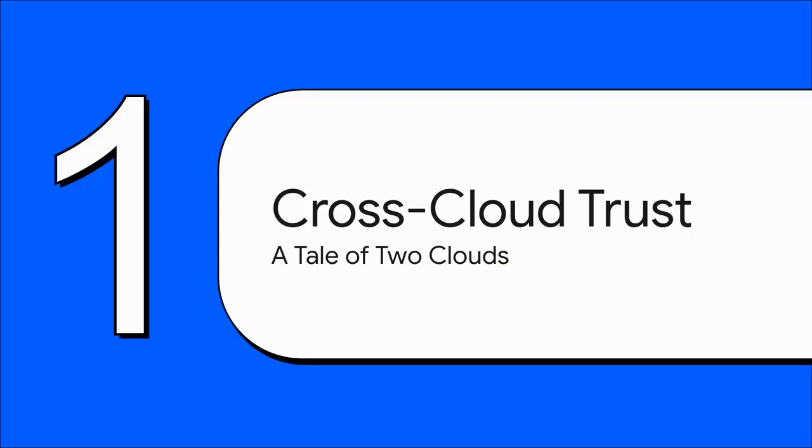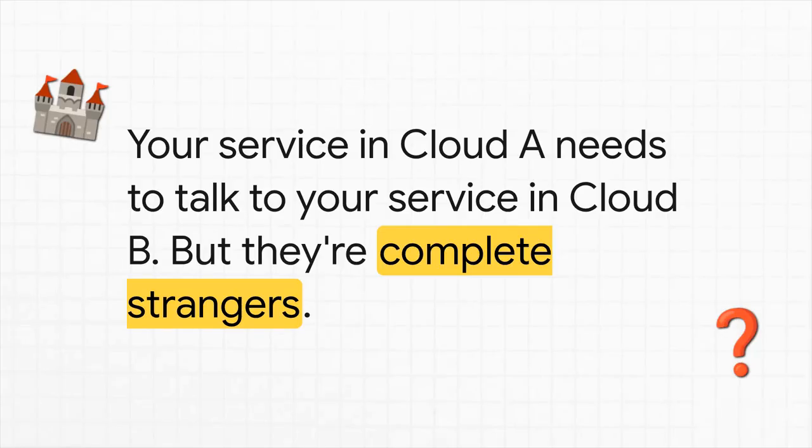Okay, to really get this, let's paint a picture. It's a super common setup you see all the time these days. We've got this company, and their whole data pipeline, the thing that makes their business run, is split between two different cloud providers, a tale of two clouds, if you will. So, let's say your app is running over in Cloud A, and it desperately needs to grab some important data from a database sitting in Cloud B.